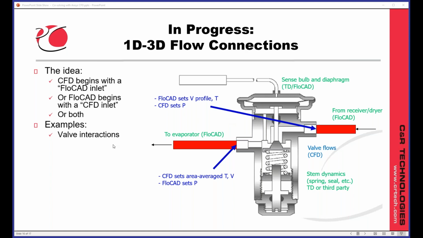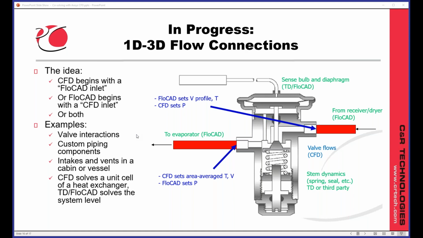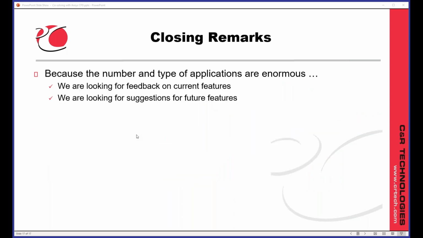So that's a fairly commonly requested one, but there's other times when you'd want to go between 1D and 3D flows, such as custom piping components or intakes and vents in a cabin or vessel. The idea being a cabin or vessel might be CFD, but all the rest of the systems are more amenable to 1D flow. Or that heat exchanger example I gave earlier, where CFD solves a unit cell, and then TD FlowCAD takes over at the system level when you have 10 million of those unit cells in your heat exchanger.